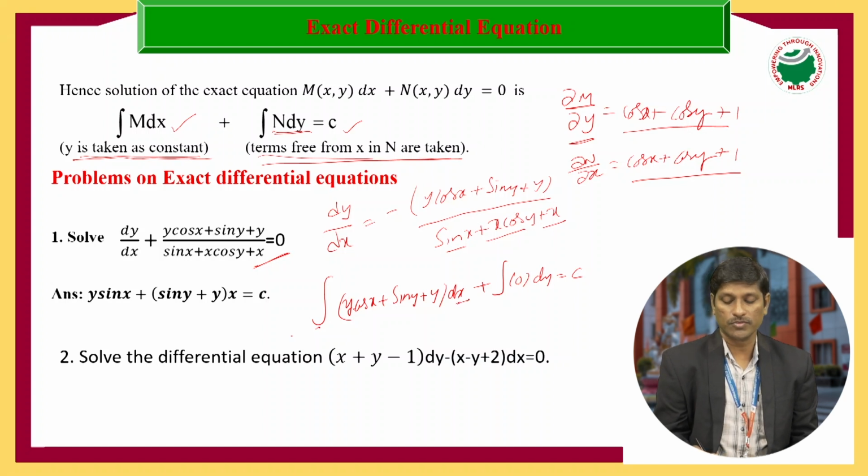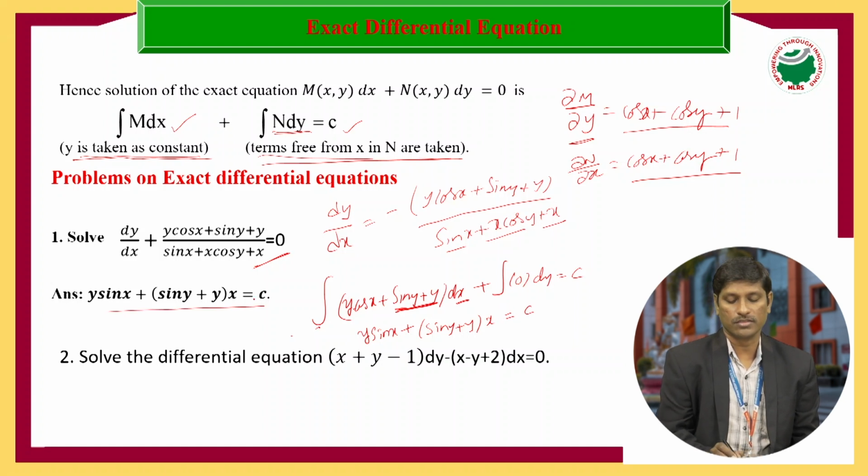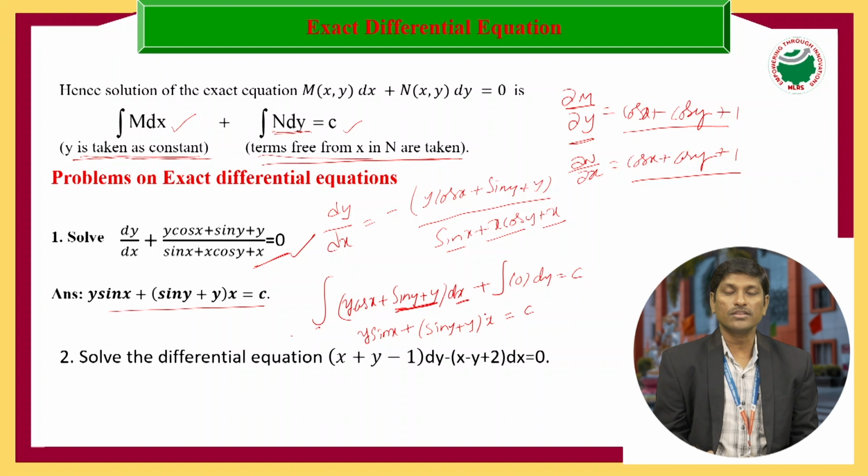Here with respect to x we are integrating, and y is a constant. So y goes outside and the integral of cos x is sin x. Plus sin y, which is completely constant with respect to x, so we write it outside, plus y, and the integral of dx is x, equal to constant c. This is the general solution of this differential equation. Got it or not? y sin x plus sin y plus y into x is equal to c. So like this you need to find the solution of the given exact differential equation.